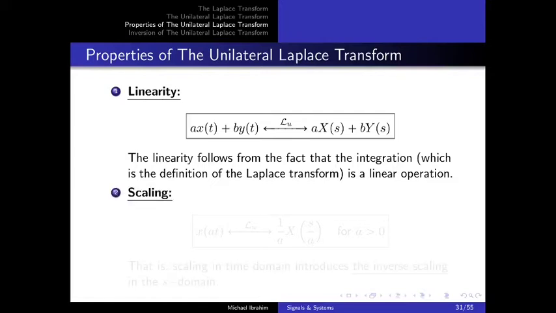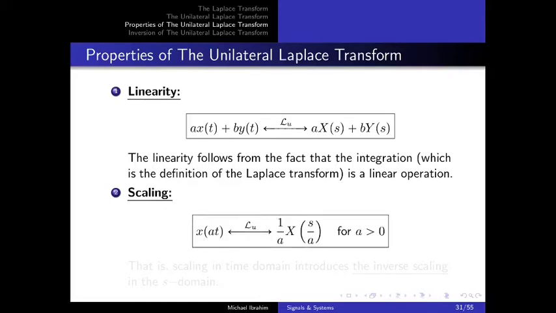Second property is a scaling property. If you remember, in the first chapter we had discussed some operations which can be performed on signals. One of them was a scaling operation, where we had x of at, so x of 2t or x of t over 2. This represents sort of scaling, compression or expansion in the time domain. So the property simply says that x of at will give us in the s domain 1 over a X of s over a. This is for a larger than 0, for positive values of a.